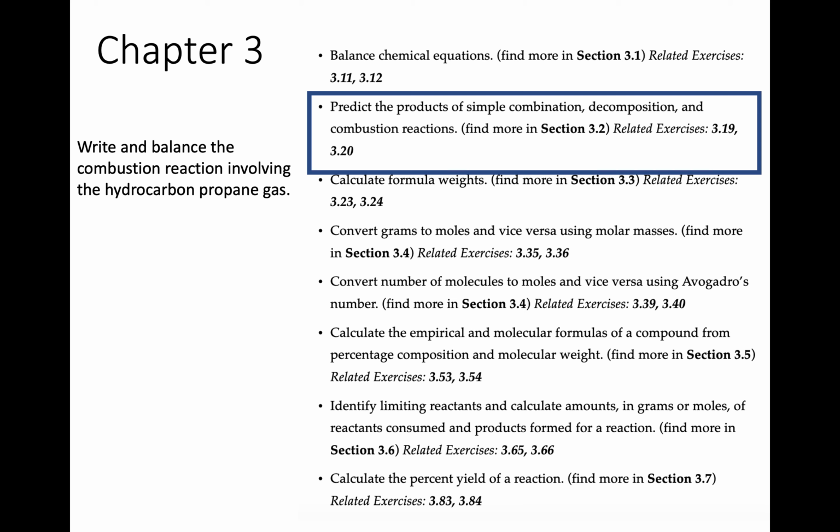Predicting the products of simple combination, decomposition, and combustion reactions. The key one to know within that would be a combustion reaction. A representative question might be write and balance the combustion reaction involving the hydrocarbon propane gas. To do that, you have to know how to write a balanced equation. You have to know what the reactants are within a combustion reaction and what the products are.